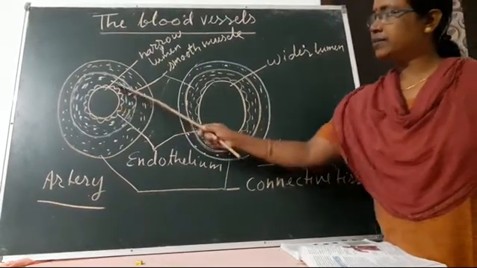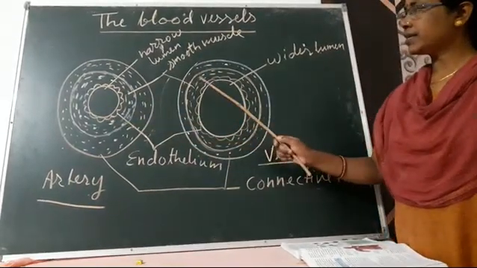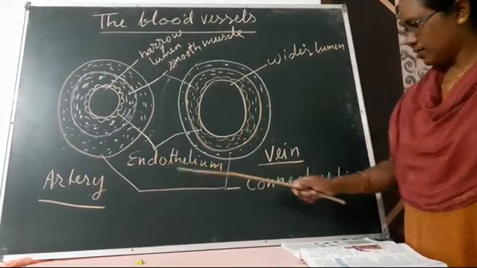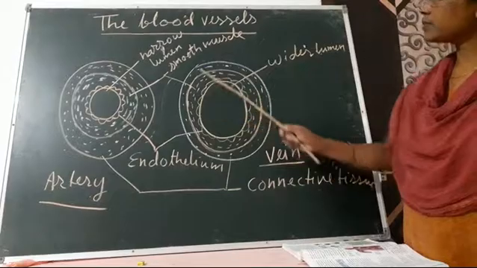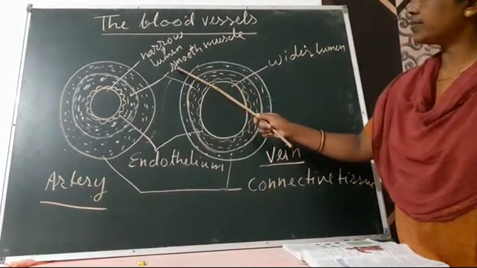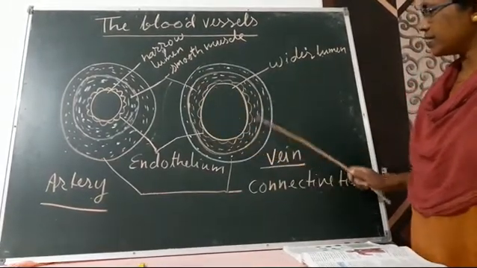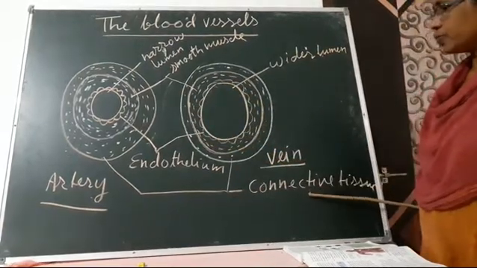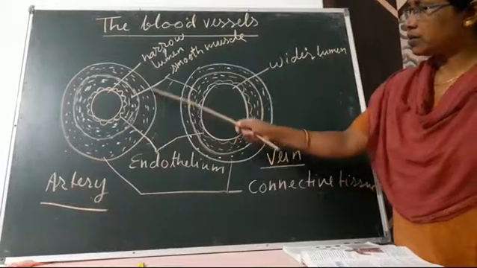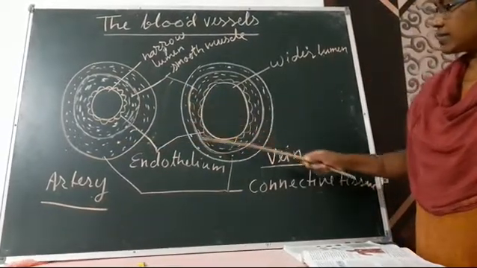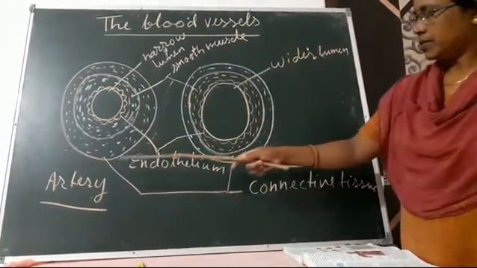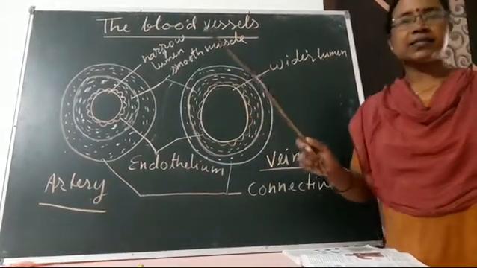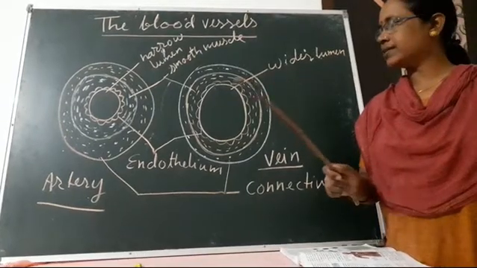Endothelium, same in the artery also. Then there is smooth muscle. Here I have written smooth muscle, that is the middle layer, and the external layer, that is connective tissue. External layer, connective tissue. And next, you will be asked to write the difference between arteries and veins.